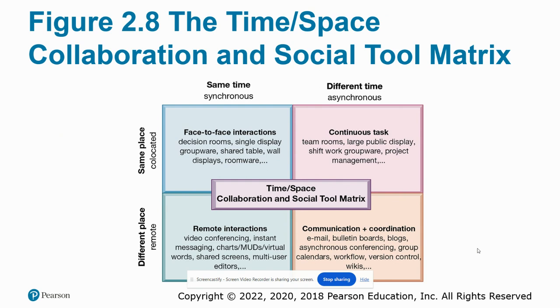Collaboration and social technologies can be classified in terms of whether they support interaction at the same or different time and place, and whether these interactions are remote or co-located. You can use this matrix to identify solutions to the time and location issues that face a firm and to choose specific collaboration technologies, with some of the examples that are mentioned here.